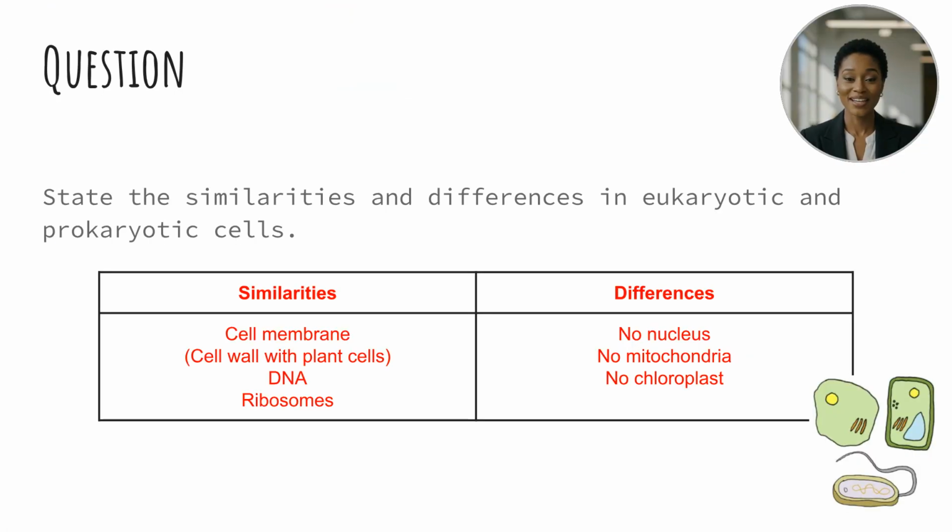Let's start with a foundational question. What are the similarities and differences between eukaryotic and prokaryotic cells? Key similarities include the presence of a cell membrane, DNA, and ribosomes. Notable differences involve organelles like the nucleus, mitochondria, and chloroplasts, which are typically absent in prokaryotes.